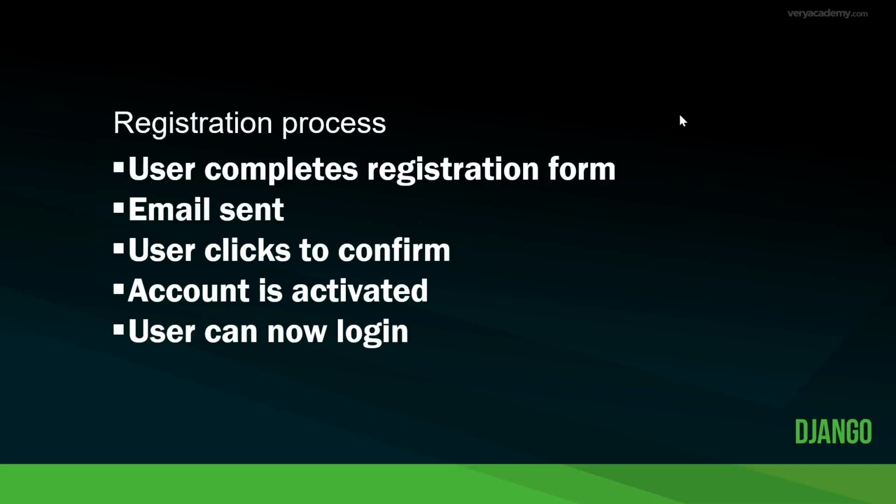Okay, so that was really the bulk of this tutorial in terms of the complexity. The rest is fairly similar type of activities that we're going to perform. So we've now completed the registration process. Users can complete the registration form. An email is sent. User can click on it to confirm that they want to activate the account. We now activated the account and the user can log in.